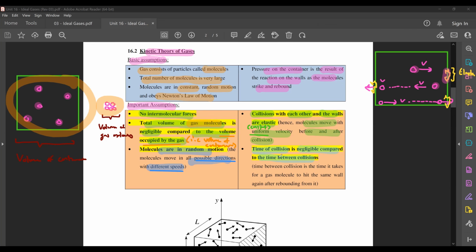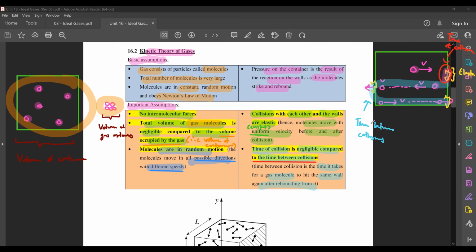So when you're talking about time between collisions, that's being mentioned inside the notes, it's actually referring to you going from here to here back to here. The blue colored section that I just highlighted. This is what you call time between collisions, or you can think of it as the time it takes for a gas molecule to hit the same wall again after rebounding from it. Time of collision itself is actually just referring to this portion here. This is time of collision.